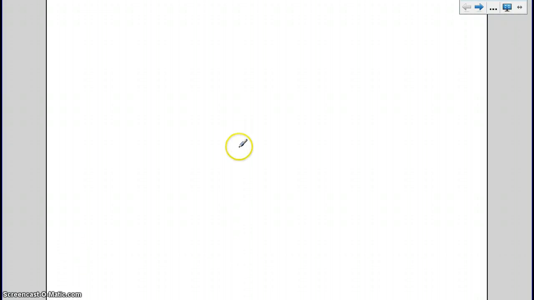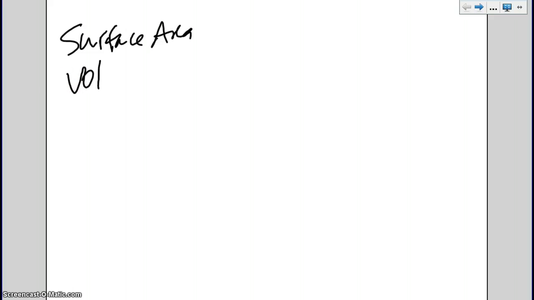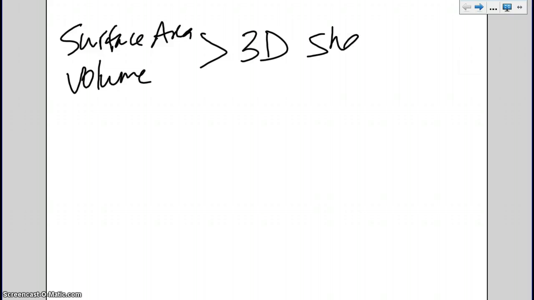Alright, I noticed a lot of you were having trouble with this unit, so I decided to make this video. If you look at your EOC chart, I'm going to explain what surface area is and volume. Both of these things talk about 3D shapes. So the minute I have a picture of a 3D figure, I know I'm probably going to do surface area or volume. So if I look under surface area, I see the word prism.